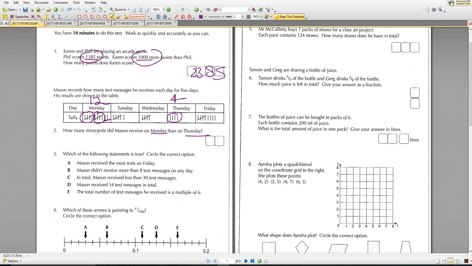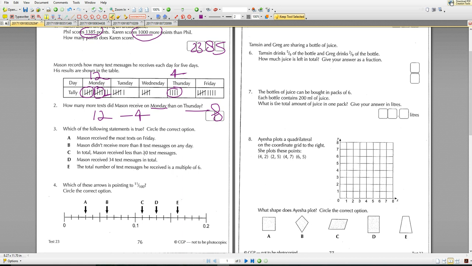So if you want to work out how many texts Mason received more on Monday than Thursday, we have to do 12 minus 4. And that gives us an answer of 8. Now don't worry about there being an extra box there. That's just there maybe to confuse us. We've got 2 boxes, we only need 1. Don't worry about the second box. You don't have to fill them both in.